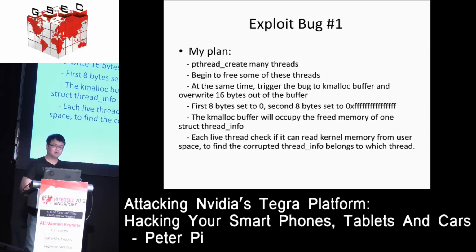After doing this, each live thread checks if it can read kernel memory directly from user space by a trick. We use a pipe to test. We read from the pipe. If one thread can read kernel memory directly in user space, it means that we found the corrupted thread info belonging to this thread.